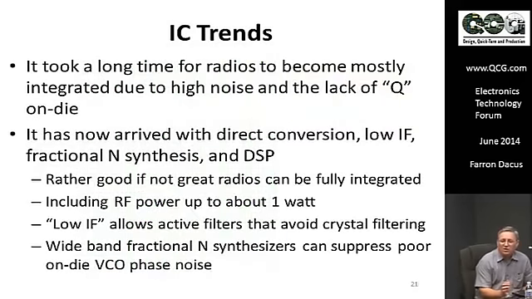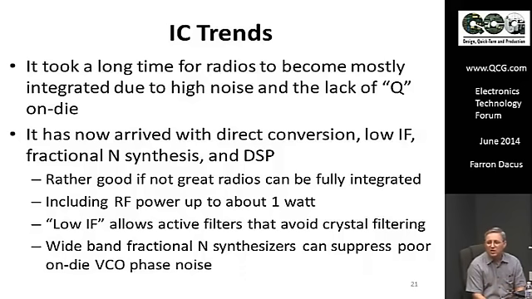Well, of course, everything in electronics is tending to get more integrated for the simple reason that it costs 3 cents a square millimeter to get a wafer, and you can put a lot in a square millimeter of wafer these days. So simple economics drives everything to be integrated.